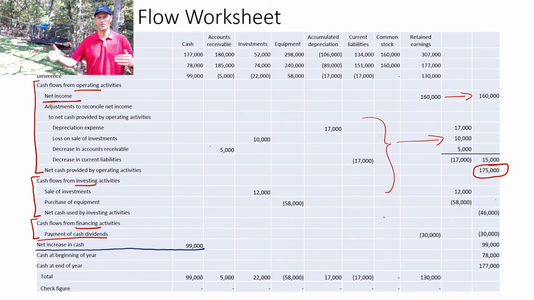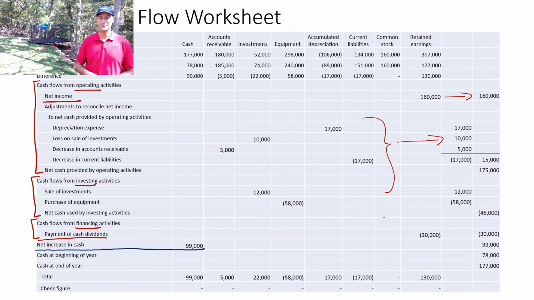That's pretty straightforward. And then we move on to investing activities. We do the same thing. We have net cash provided by, in this case, it was used by investing activities of $46,000. Then that completes investing activities. Then we move on to financing activities. In this case, we have cash used in financing activities, where we paid a dividend of $30,000. And that reconciles our cash.